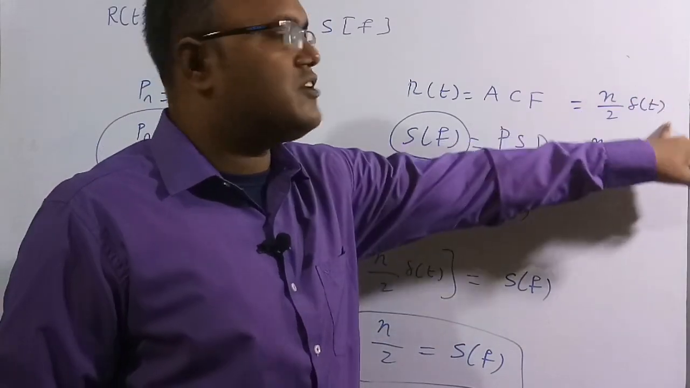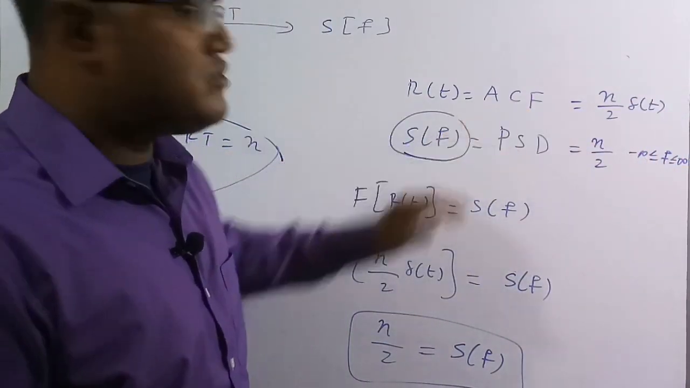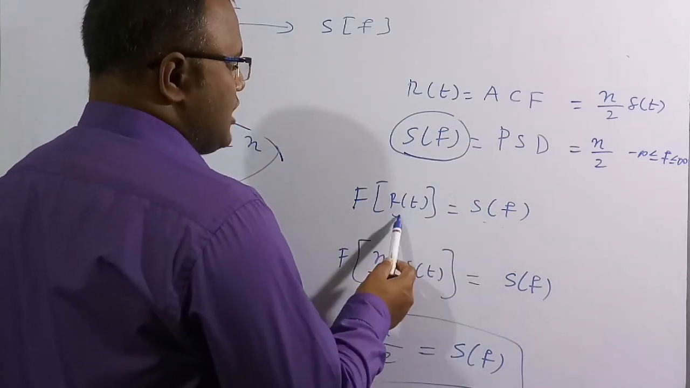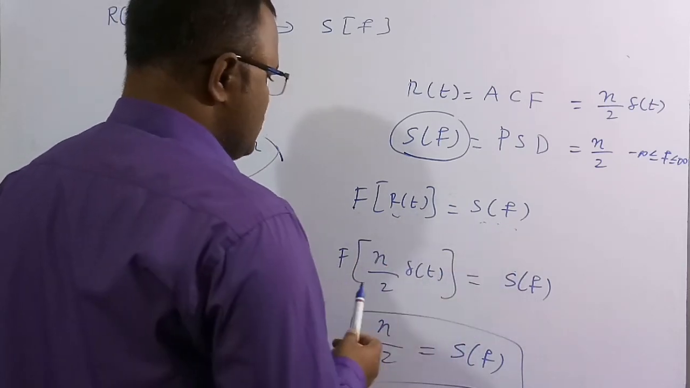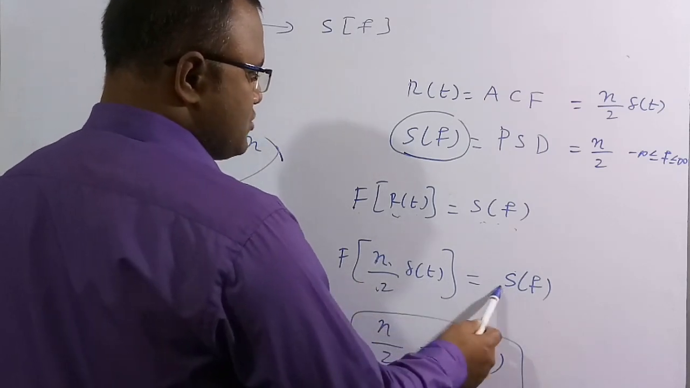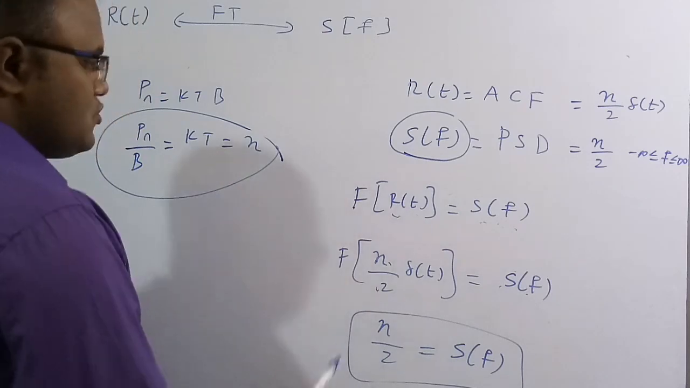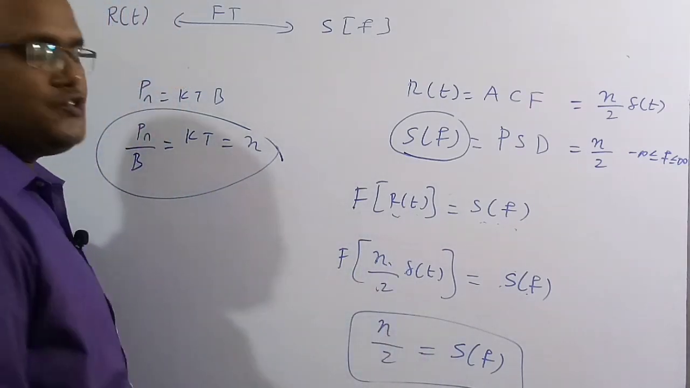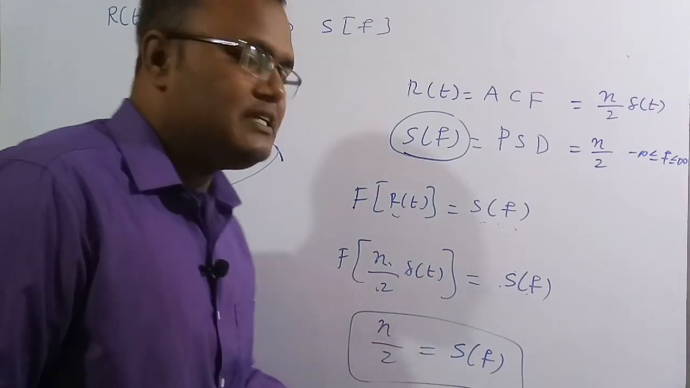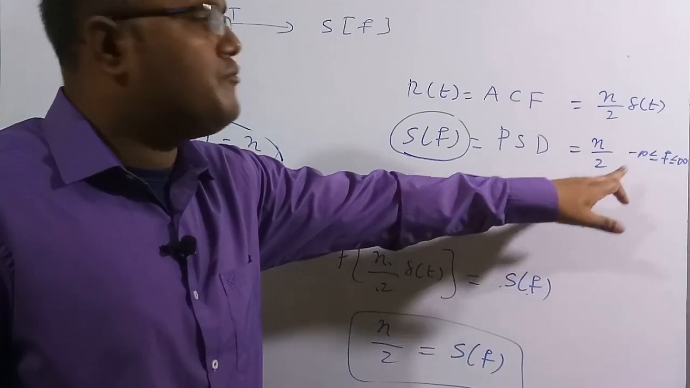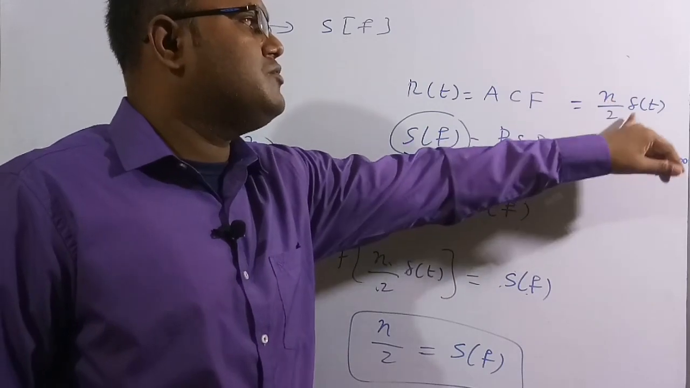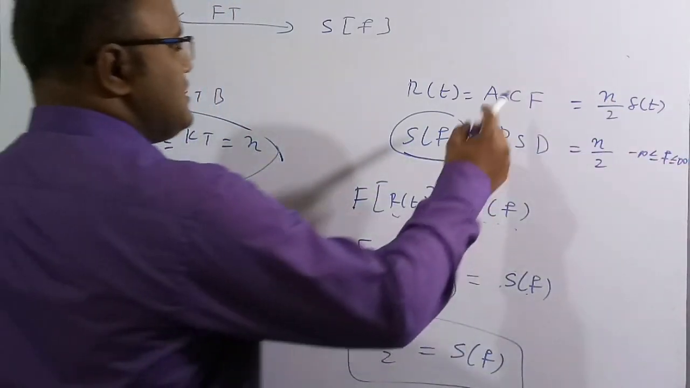Now I want to know the nature of this R of t. Already I have told you the Fourier transform of R of t is equal to S of f, meaning the Fourier transform of the autocorrelation function is equal to the power spectral density. So I am going to assume R of t is eta by 2 delta of t. I want to know the nature of S of f. The Fourier transform of delta of t is unity, so this is a constant value. Therefore eta by 2 is equal to S of f. So we know that the power spectral density is eta by 2 for minus infinity less than or equal to f less than or equal to infinity, and the autocorrelation function is eta by 2 delta of t. So we can conclude that ACF is a delta function.